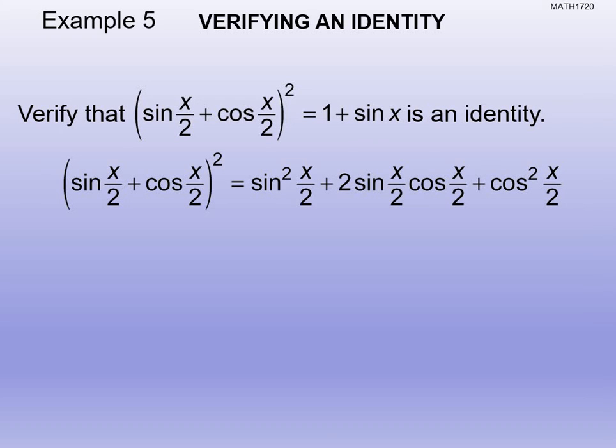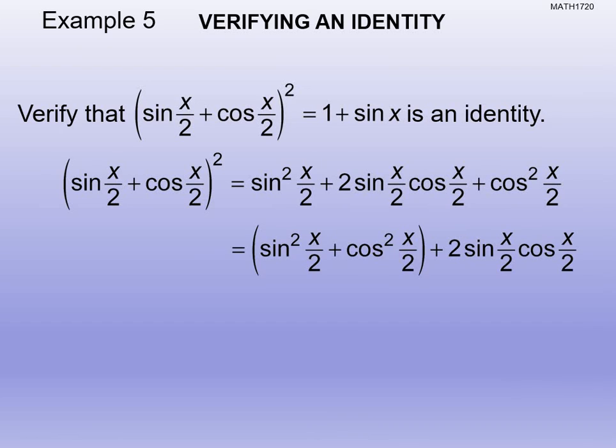And we should always look for, hey, is there something in here that we can simplify real quick? What I like to always look for is your Pythagorean identity. We have a sine squared of x over 2 plus a cosine squared of x over 2. So we can separate that out. There's no factoring or anything going on. It's just rewriting what we did. So we have sine squared of x over 2 plus cosine squared of x over 2 plus 2 sine of x over 2 cosine of x over 2.